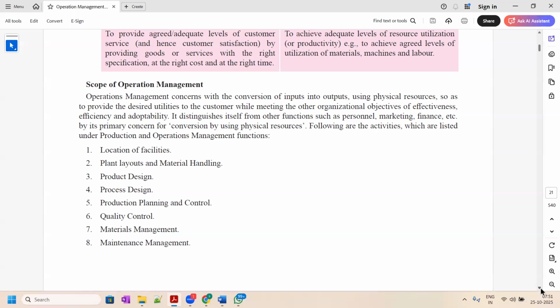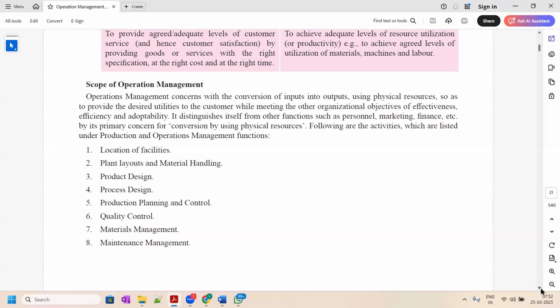Then we have to talk about product design, process design, production planning and control, quality control, material management, maintenance management. Product design is all about creating goods that meet customer needs and are economical to produce. Process design is about deciding how production will take place, like what methods and technology we are going to use. Production planning and control is about scheduling and managing the production process to meet the demand on time.